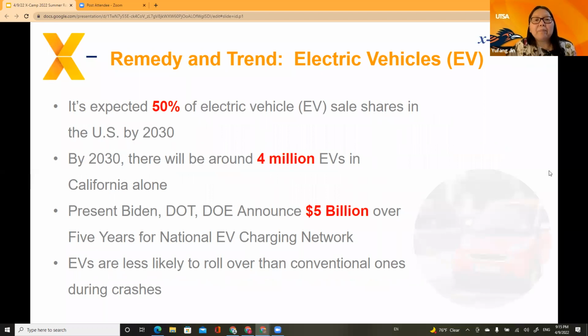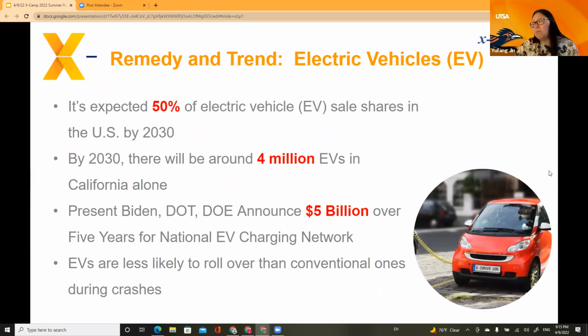Next slide, please. To address these two problems, the first problem is the air pollution. The second problem is the safety concern. To address these two problems, people have proposed electric vehicles to reduce the air pollution. And the US government release last year by President Joe Biden says we expect to have 50% of electrical vehicle sales in the United States by 2030. And also there will be around 4 million EVs, electrical vehicles, in California, a single state, okay?